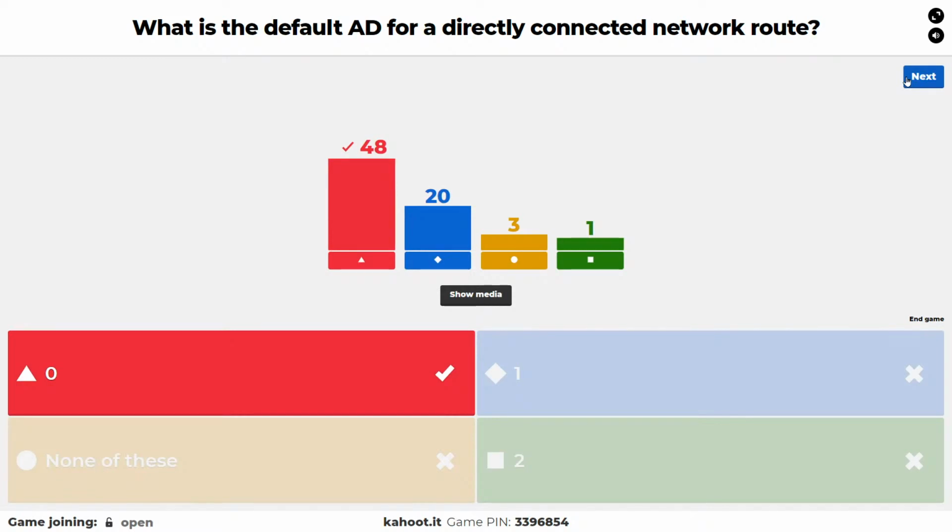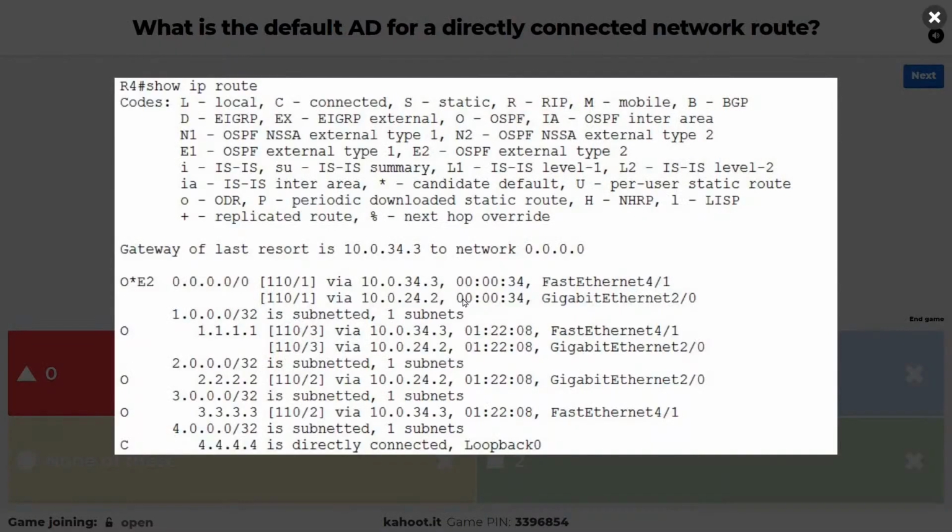All right, the default administrative distance for a directly connected network route is 0, which is pretty good because, as we remember how routing works, to get in the routing table, lower is better for AD. And so directly connected networks, in this output, I don't have a single one. There's a default route. There's a route learned via OSPF. Oh, here we go. Right there at the very bottom. So the loopback interface 4.4.4.4 is directly connected, loopback 0. That would have an AD of 0.